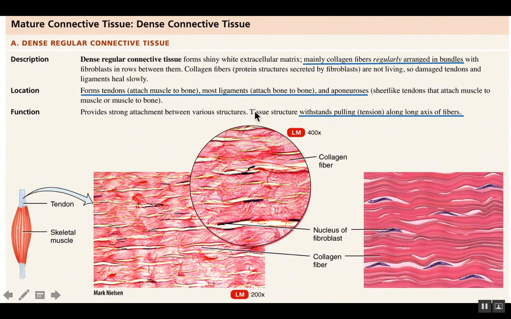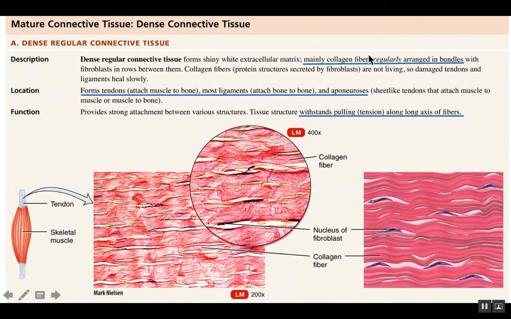There are three types of dense connective tissues: regular connective tissue, irregular connective tissue, and elastic connective tissue. Regular connective tissue, or dense regular connective tissue, is named based on the fact that the collagen fibers that make up this tissue are very densely packed, and they all run parallel to one another. So that is the key feature of this tissue.